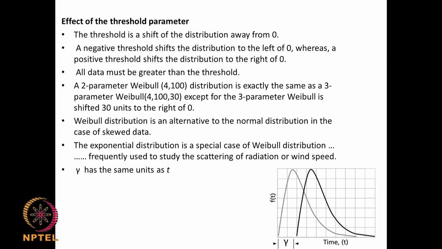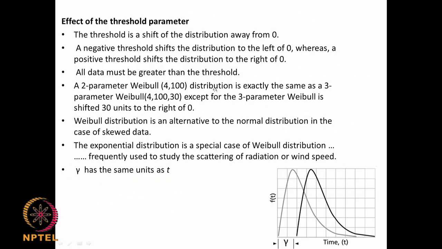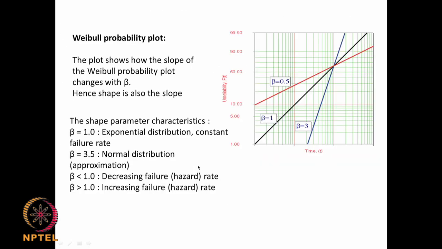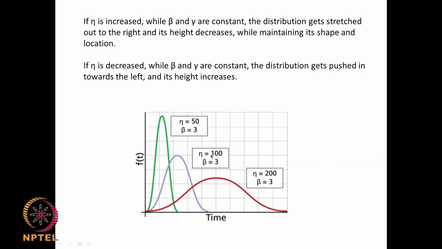So, time could be hours or weeks or minutes or years and so on actually. So, a 2 parameter Weibull with, say, eta 400 is exactly the same as a 3 parameter Weibull with gamma 30, where all the 30 does is shift the graph from 0, that is the origin, to the 30th point. So, Weibull distribution is an alternative to the normal distribution in the case of skewed data. So, if you have skewed data, then we can use the Weibull distribution for that actually. And the exponential distribution is a special case of the Weibull distribution, because for the exponential distribution, beta is equal to 1, you have constant failure rate.